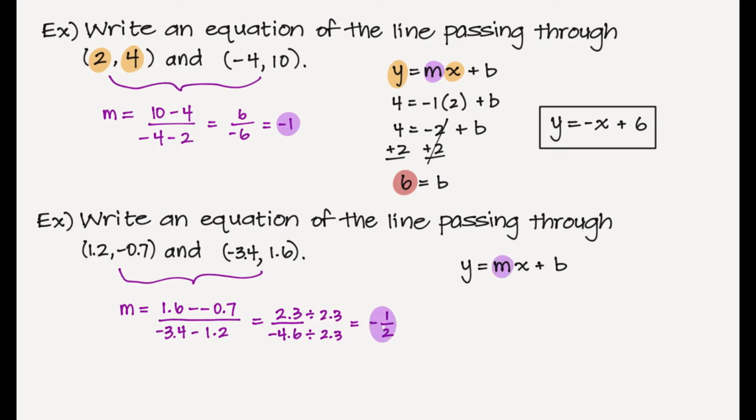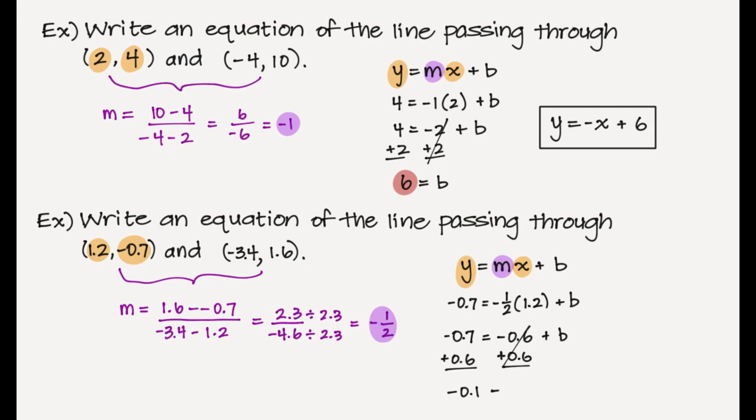So I think I'm just going to go ahead and pick the first point, 1.2 comma negative 0.7, and I'll plug those in. So here we go. Negative 0.7 is equal to negative 1/2 times 1.2 plus b, and 1/2 of 1.2 is 0.6, so that's negative 0.6. I'm going to add 0.6 to both sides of my equation, and that leaves me with negative 0.1 for my b. Okay, so look at that.